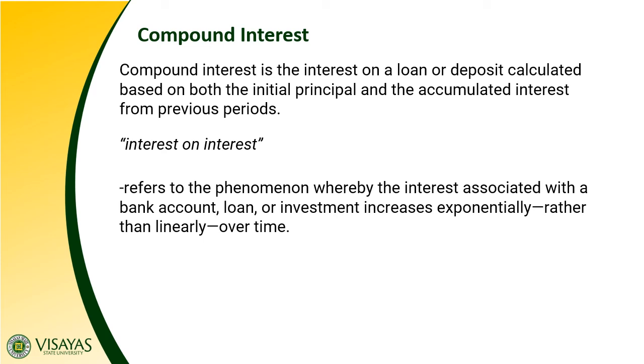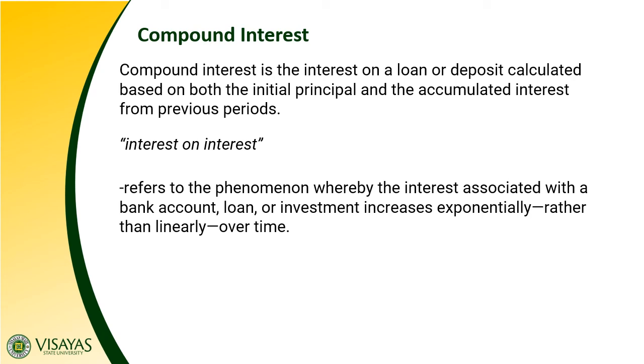Ibig sabihin, in 1 year, tumubo ng 1,000. At naging future value is 10,000 plus 1,000 na tubo, which is 11,000. Pag-compute mo naman, for the following year, hindi mo na ika-compute yung initial amount lang. Ang kukumputan na is yung 11,000. Ibig sabihin, ang interest is matubo.